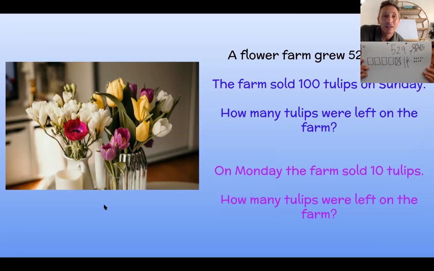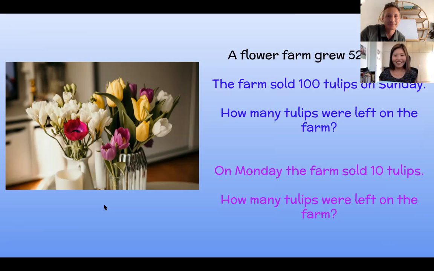Nice job. I think using your base 10 blocks makes it really easy to solve this problem and really nice to see. Thank you. Let's continue. All right, let's move on.